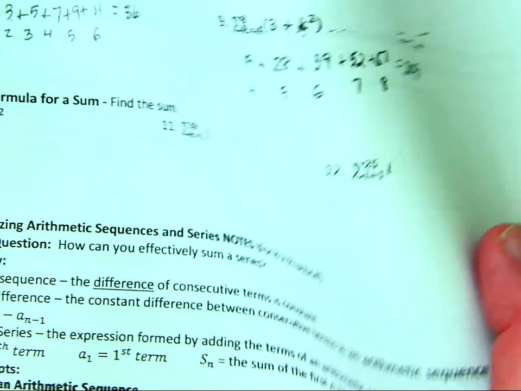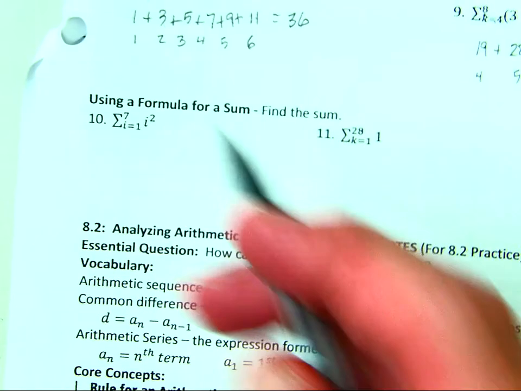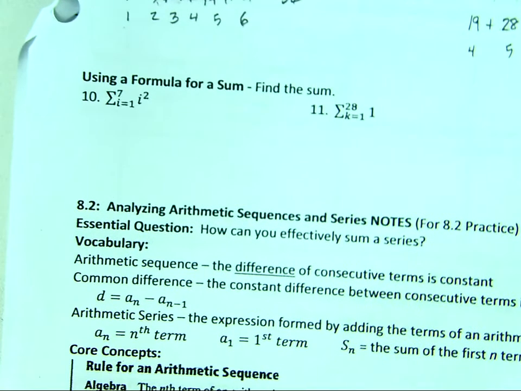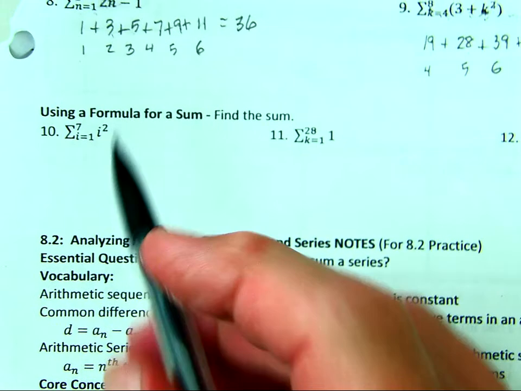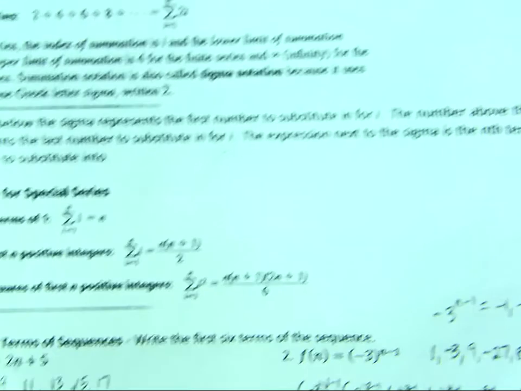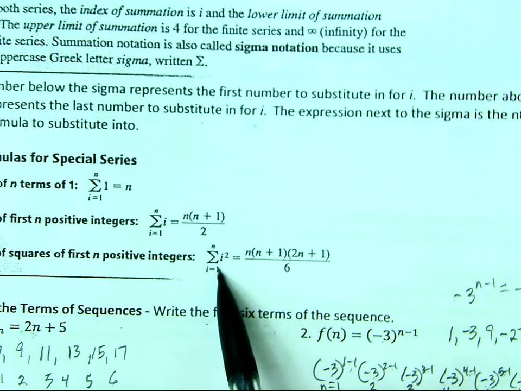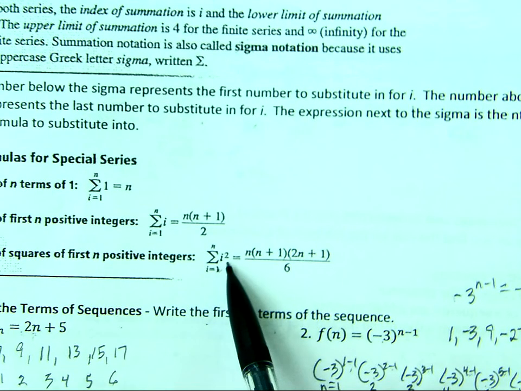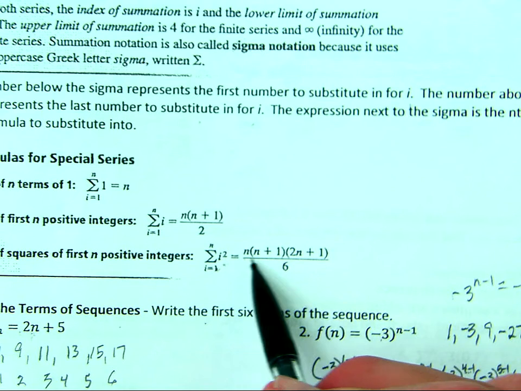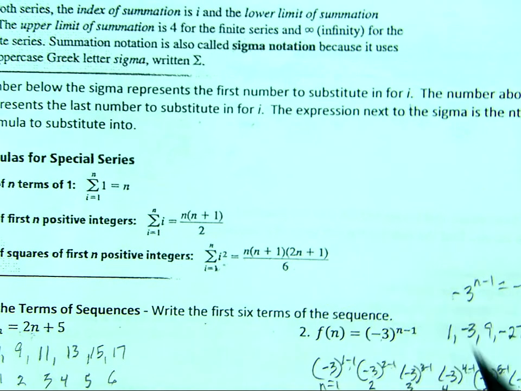Now these next ones are some where we can use a formula, and they're just special cases. There's nothing you can figure out. They're just a special case. They're here in your notes. Like notice this one says i squared. Well, if you look in your notes, if you have i squared, you take n times n plus 1 times 2n plus 1 over 6.